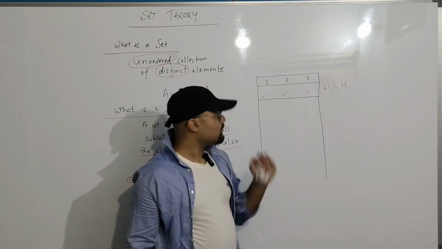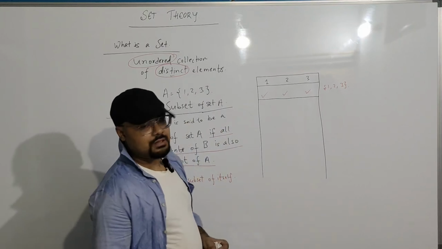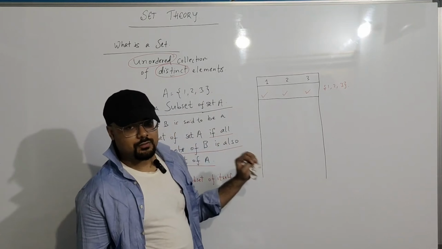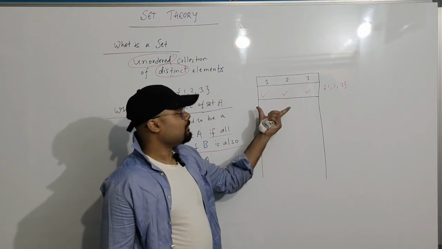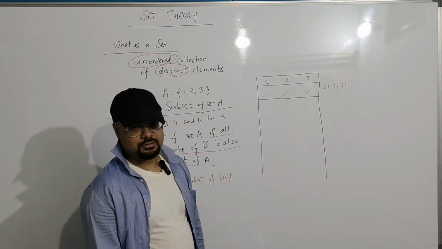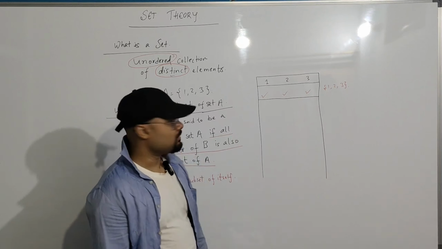So this is one of the subsets. This is a trivial subset. One of the trivial subsets of a set is the set itself. That is when we choose every element to be an element in my subset.